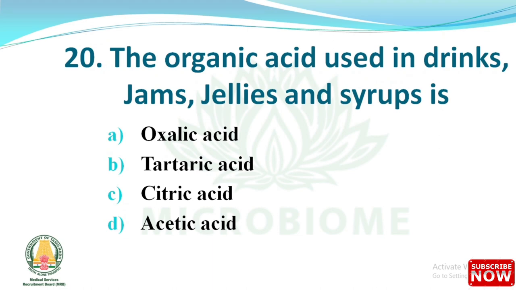And next question, the organic acid used in drinks, jam, jellies and syrup is? The options are oxalic acid, tartaric acid, citric acid, acetic acid. The right answer, option C, citric acid.